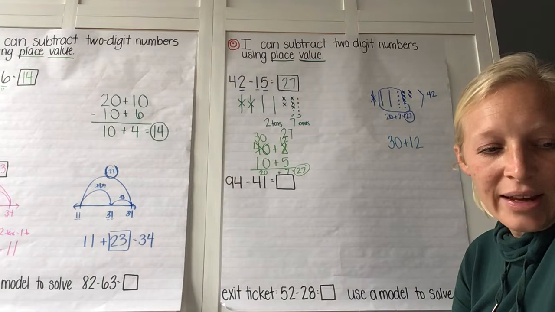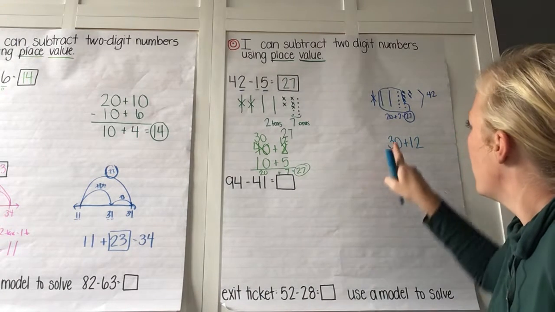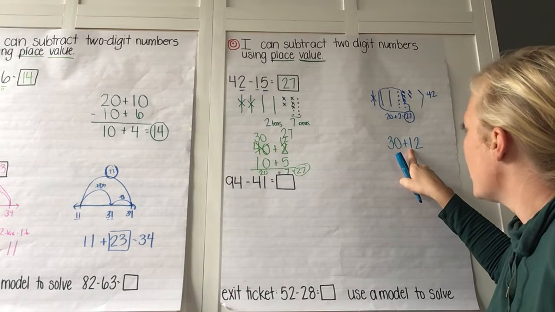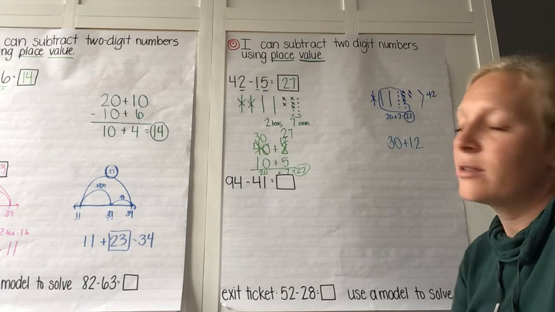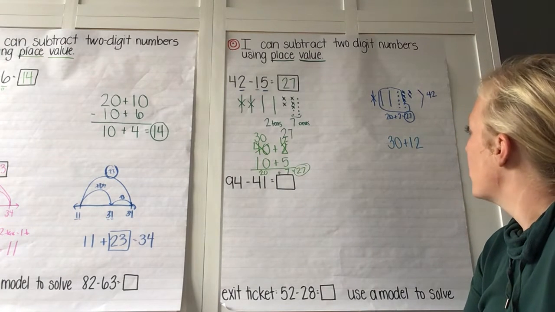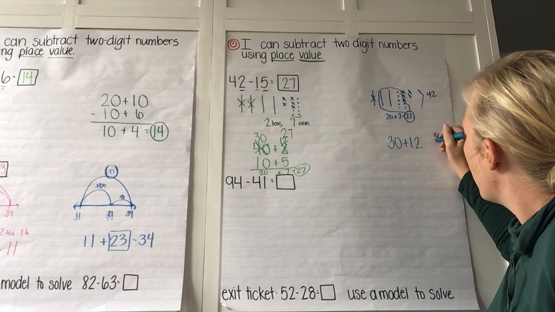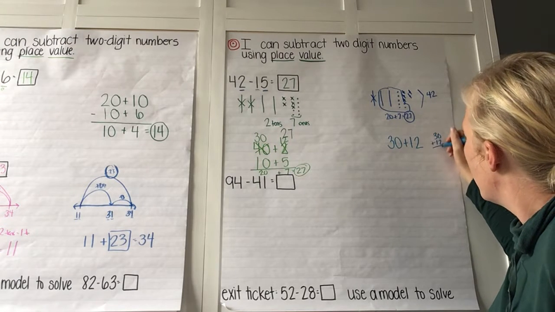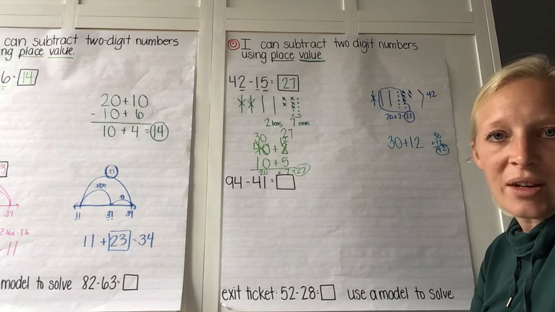Why did you draw that like that? Where is the 42 there? 3 10s and 1 10 is 4 10s. And then 0 1s and 2 1s is 12. There's 2 1s. So we have 30 and 12. We have our 2 1s and our 40. We have our 42. Okay?